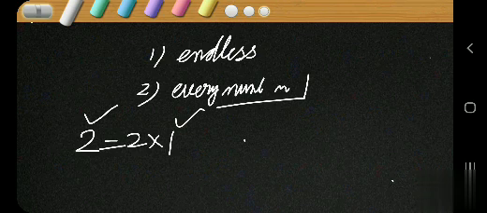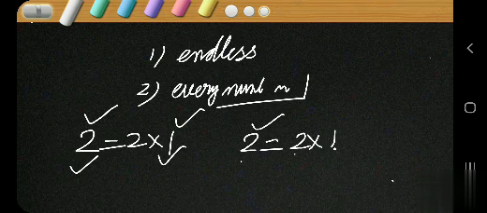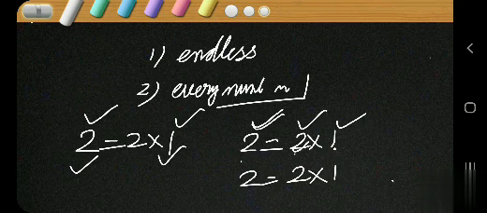From the statement 2 is equal to 2 into 1, we have concluded that 2 is a multiple of 1. From this, one more can be concluded. What is it? Can you say? Yes, since 2 can be written as 2 into 1, we can say that 2 is a multiple of 2. Why? 2 can be written as the product of 2 and some other number, 1.